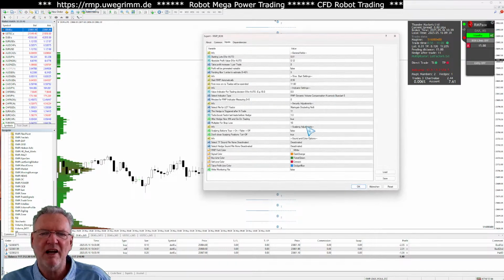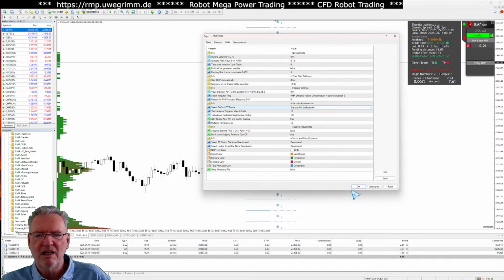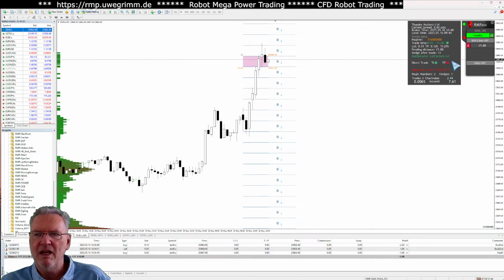Yeah, but let's try another thing. Let's take not this martingale doubling. Let's take another lot file. Yeah, the standard lot file, which is not as aggressive as this martingale doubling. And then let's look what happens now. You see now the name of the file is different. It's not called lot factor 6, it's called lot factor.